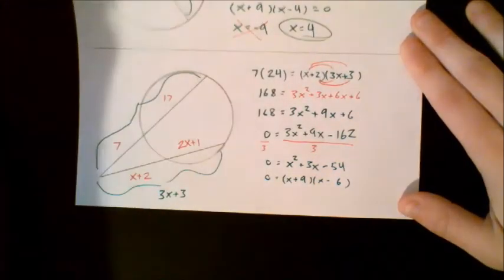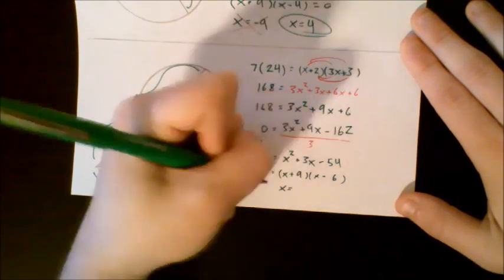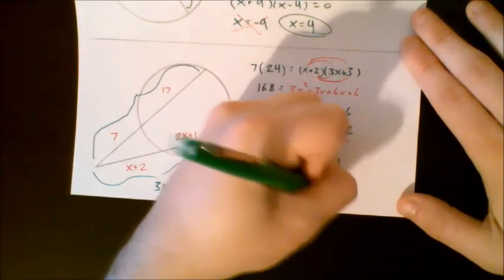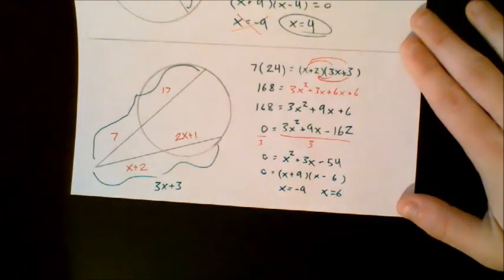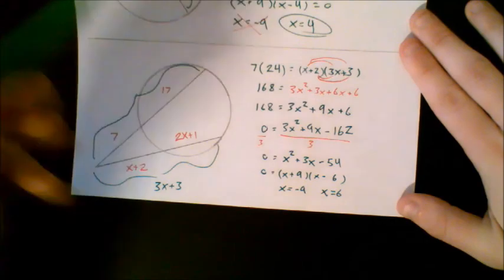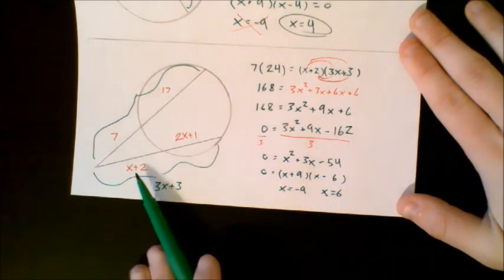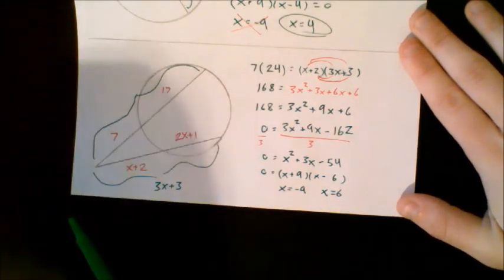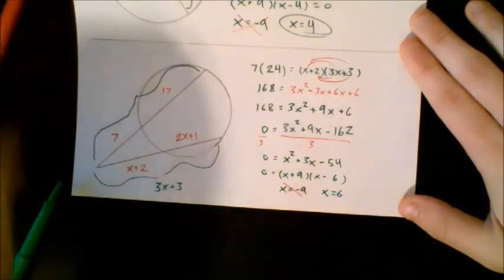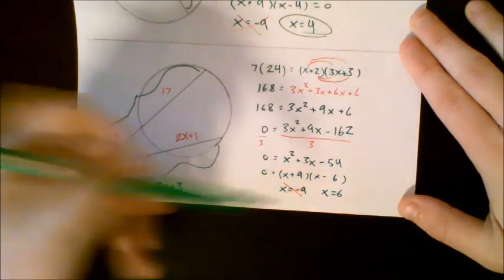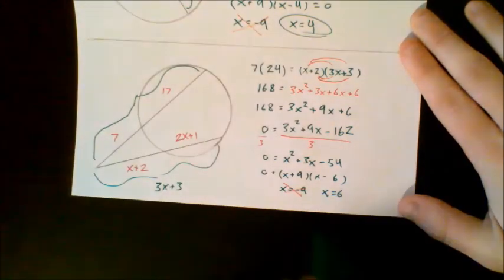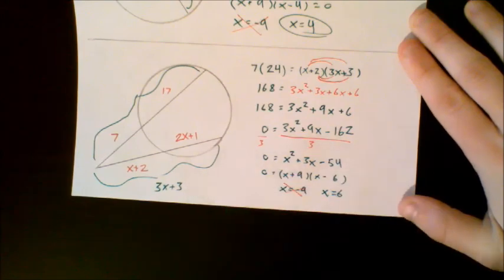So we have x plus 9 equals 0, therefore x equals negative 9. We have x minus 6 equals 0, therefore x equals positive 6. All right, now we can plug both of those in to see if it works, but if you plug a negative 9 in here, negative 9 plus 2 would give us a negative 7, and we cannot have a negative segment. So x equaling negative 9 does not work. All right? So I'll leave it to you to plug in x equals 6 to see if that one works.